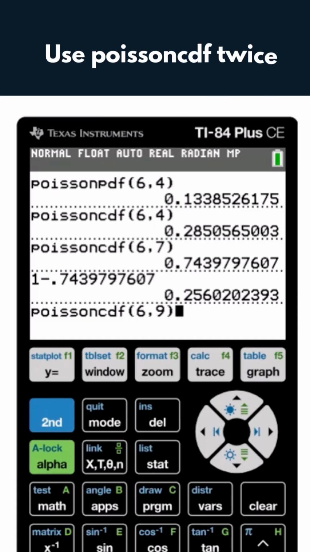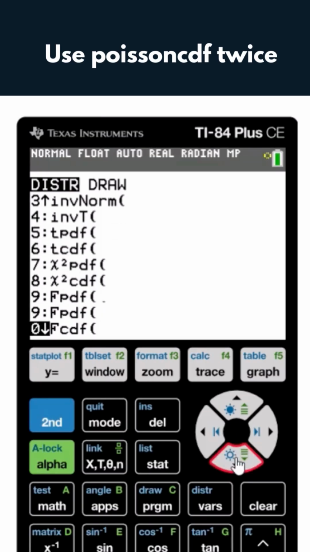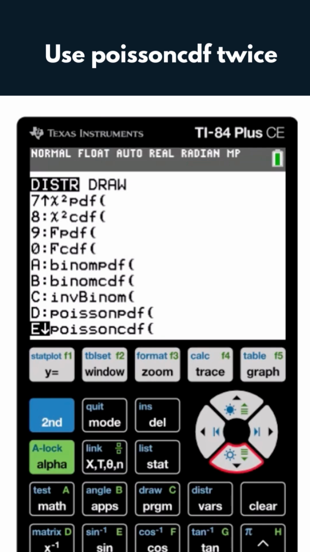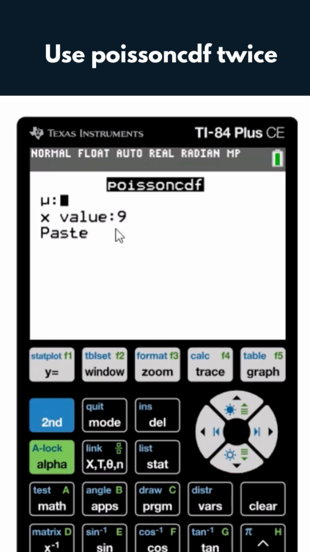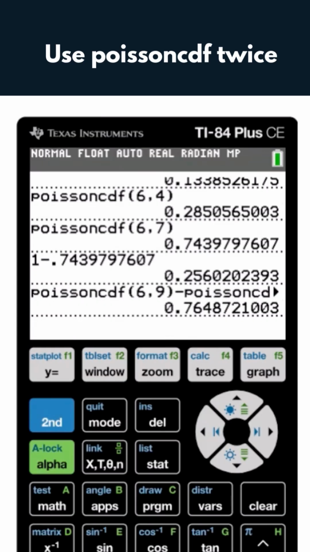Compute poissonCdf, 6 and 9. Compute poissonCdf, 6 and 3. Subtract. And there it is, the probability of a perfectly average day.